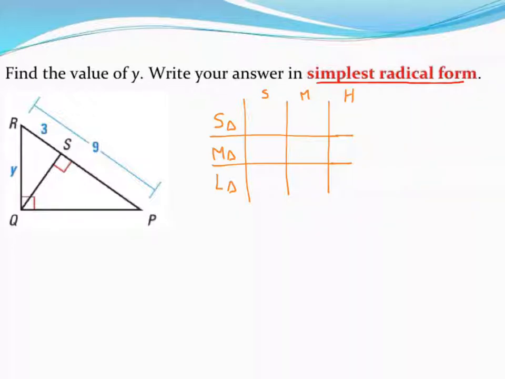If you don't like the chart, you're welcome to draw the triangles separately and try to write proportions that way, although I like using the chart. So here's my small triangle. I'm going to trace it out in red. This time I can see that y is the hypotenuse of that small triangle. It's across from the right angle. And 3 is the shortest side.